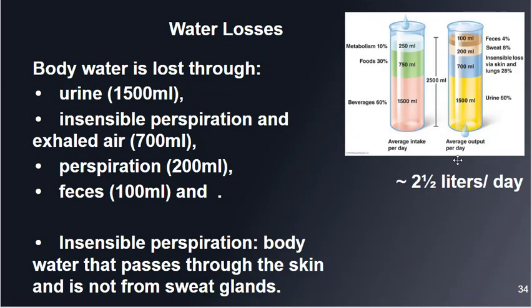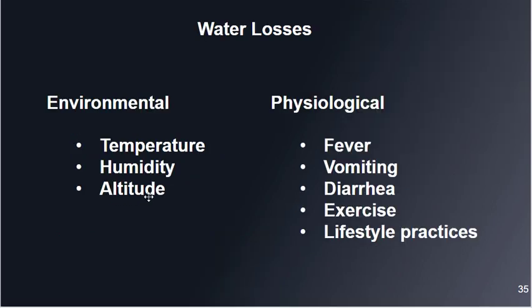All right, so every day we're losing about 2.5 litres of water. Most of that is coming from the urine, 1.5 litres. Then 700 mils from insensible perspiration and exhaled air. Insensible perspiration is just water that's evaporated from the skin, not coming through your sweat glands. The water coming through the sweat glands, perspiration, accounts for 200 mils, and via the feces, about 100 mils.